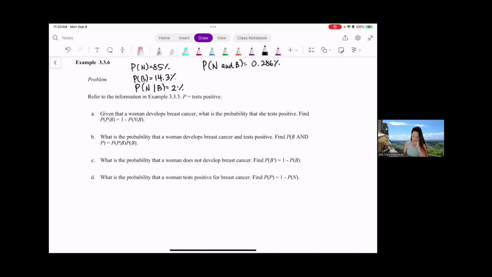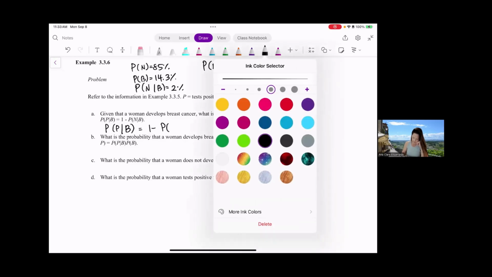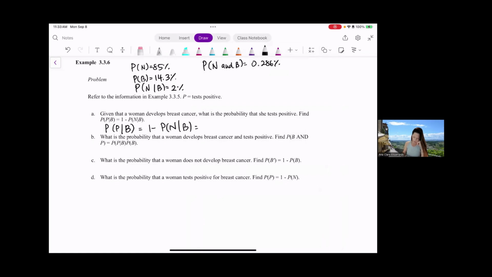Given that a woman develops breast cancer, what is the probability she tests positive? So we want to know the probability of testing positive given that she has breast cancer. That's equal to 1 minus the probability of testing negative given she has breast cancer. We know that testing negative given she has breast cancer is 2%, so that's going to be 98%. So 1 minus 2%, or 100% minus 2%, is 98%.